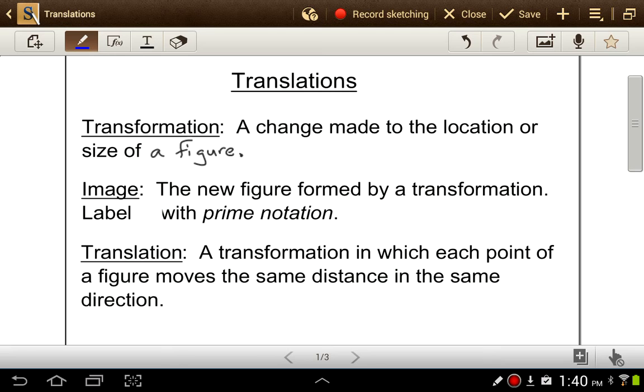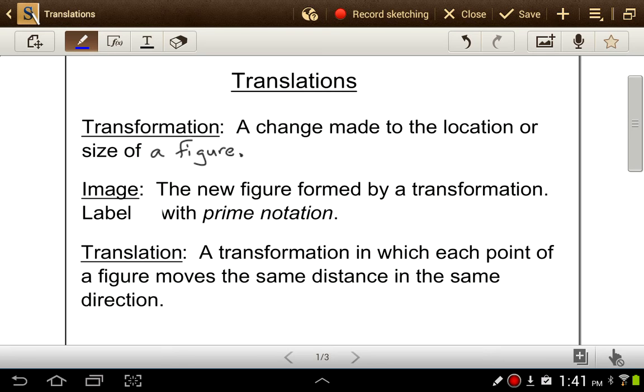So let's talk about a translation. A translation is a transformation in which each point of a figure moves the same distance in the same direction. So basically a translation is a slide. I am sliding my shape from one point to another point. I'm not rotating it, I'm not flipping it, I'm not reflecting it, I'm not shrinking it. I'm just sliding it from one location to another location.